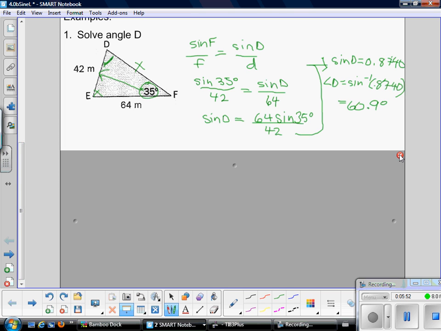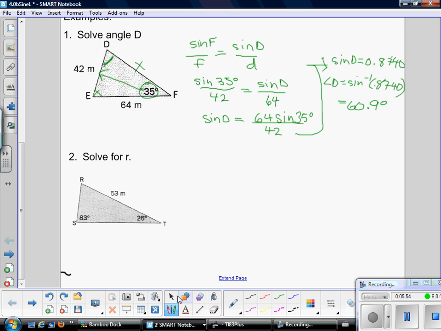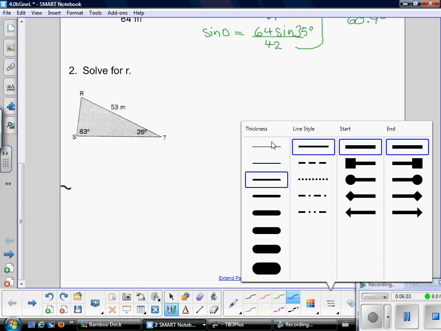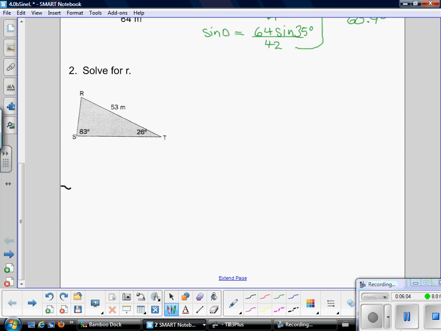Now this one I'm going to use the formula in its upside down version compared to that last example we did, and we'll switch colors. We'll do blue just to add some color to our life. Okay, so this time they asked for me to find side length R. So here's angle R, and here's side length R.